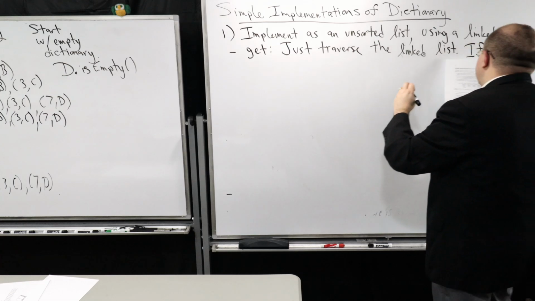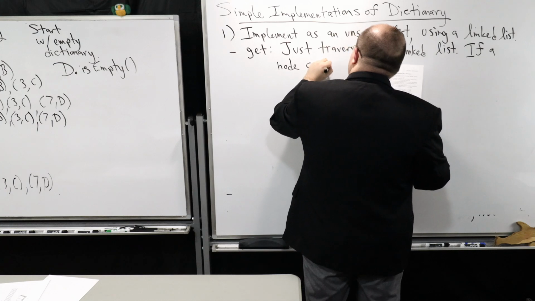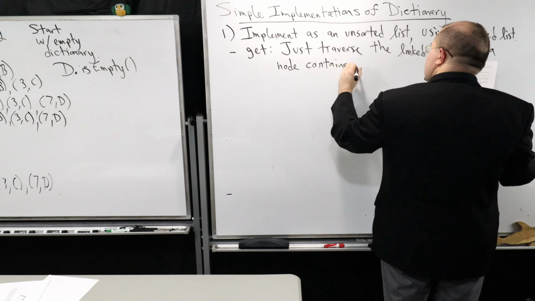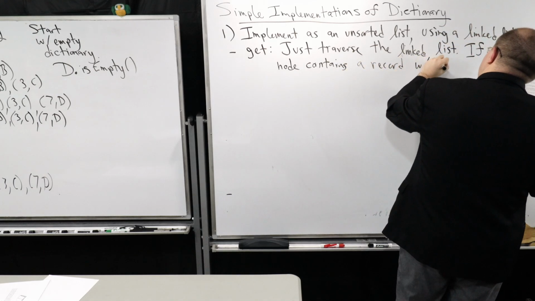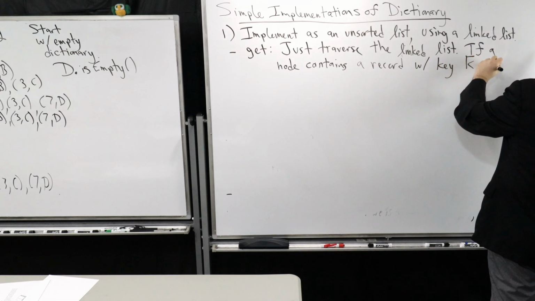If a node contains a record with key K, return its value.